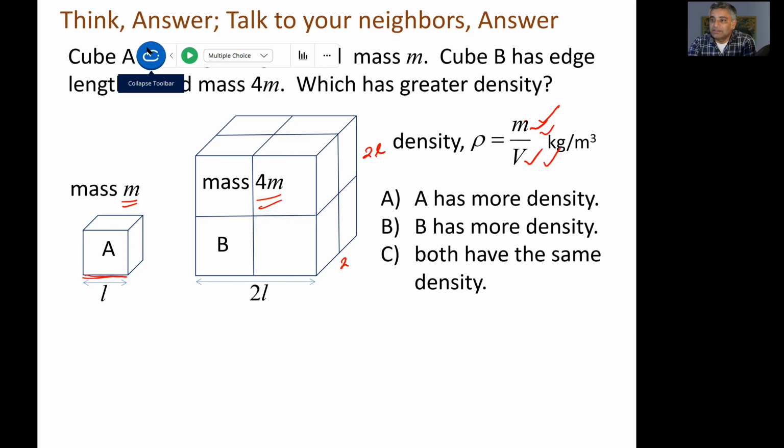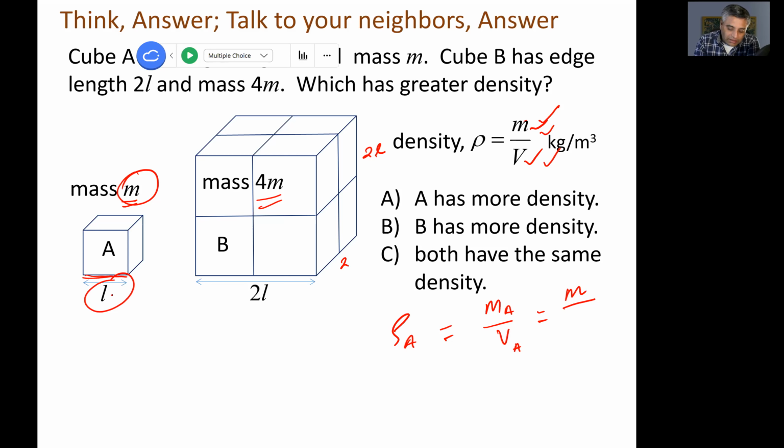I see Robert has some response on the chat. Looks like that's going to be helpful. So the density of A is the mass of A divided by the volume of A. What is the mass of A? The mass of A is M. How about the volume of A? This side is L, so that means it's going to be L cubed.